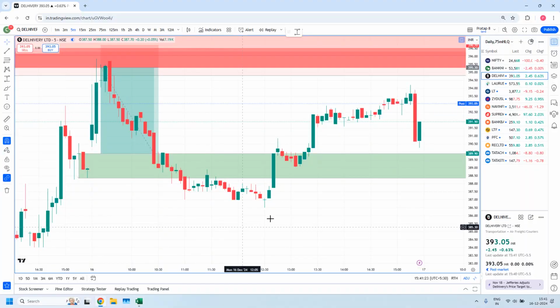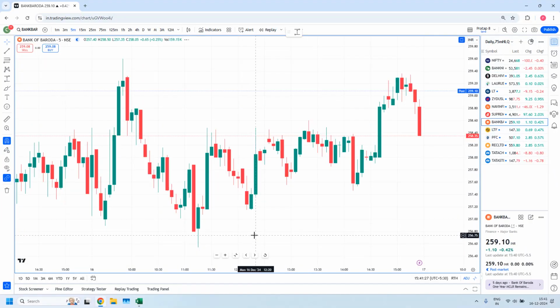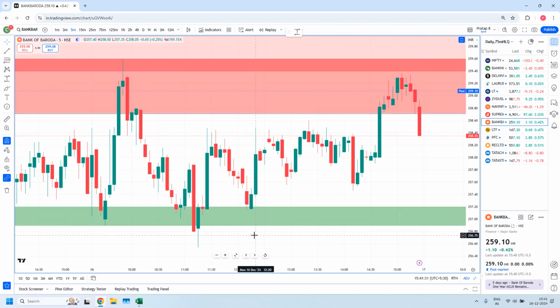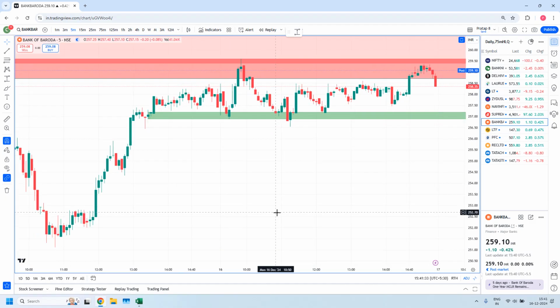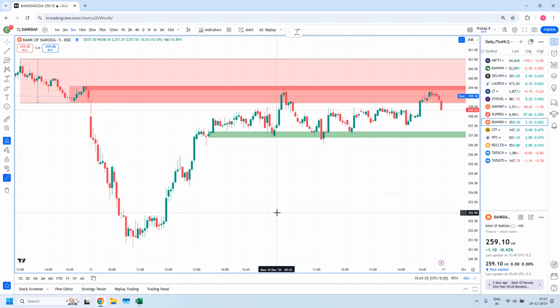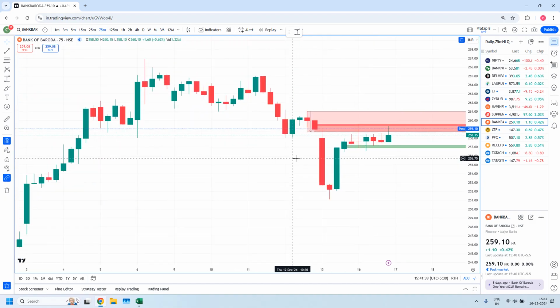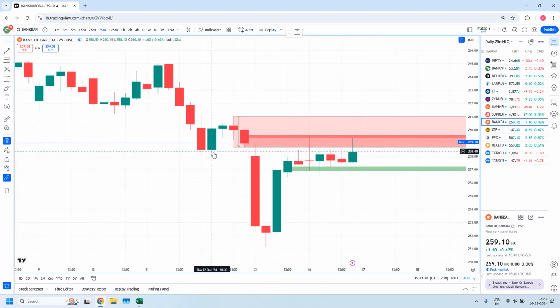Next we discuss Bank of Baroda. Bank of Baroda is a 75 minute high liquidity supply zone. Very clean trade, this one. It's a 75 minute zone. This is what was identified by our software.